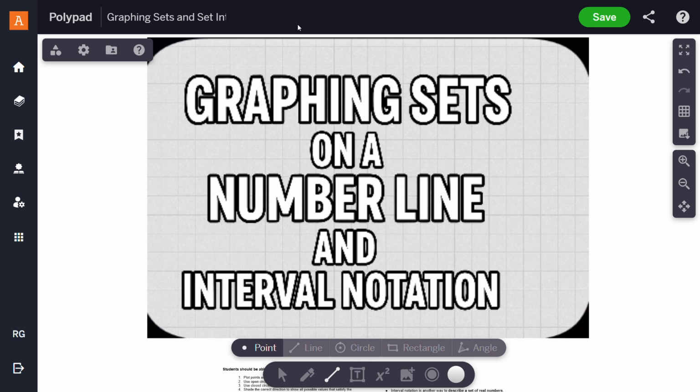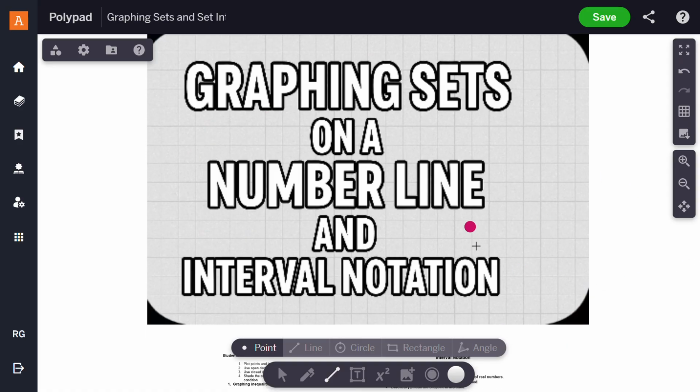Alright, so I'm going to be covering how to graph sets on a number line, as well as writing the interval notation that also represents a set. Alright, so without further delay, let's get to it.